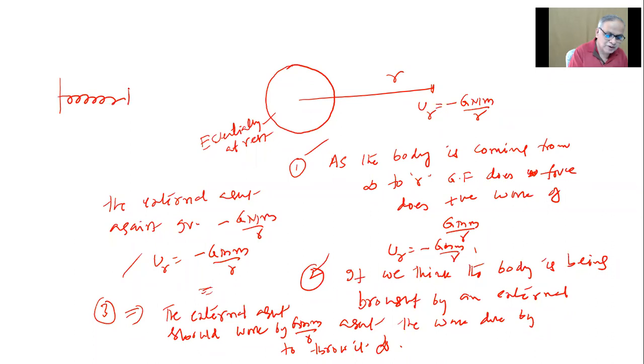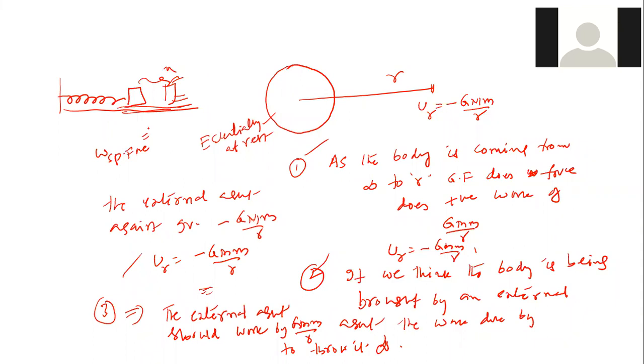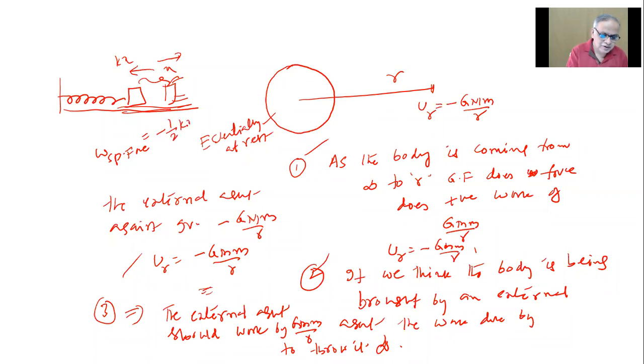Look at this, the spring mass system. If I pull it through a distance x by holding it with my hand, how much work is done by the spring force? Work by spring force is minus half kx square, not half kx square. Why? x is this way, kx is acting that way. So it is minus half kx square.